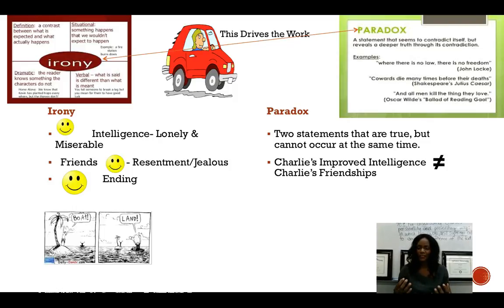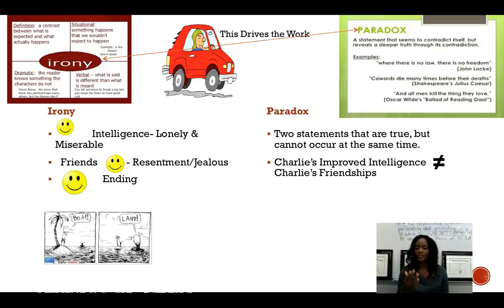Usually we expect a happy ending, right? We expect everything to be great. Charlie is going to have this wonderful life. He's going to be smart. The mouse and him will live happily ever after. That doesn't happen. So I find it ironic that the ending is the way it is.